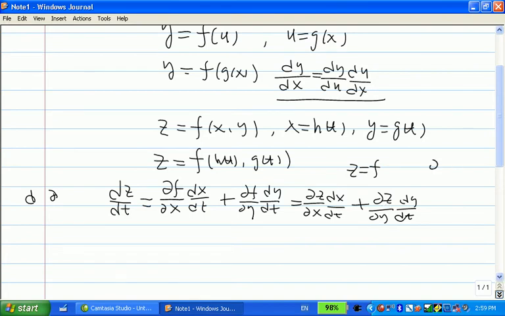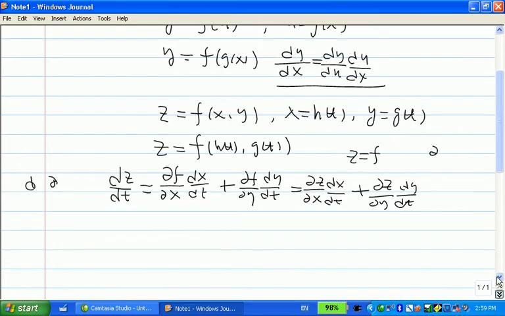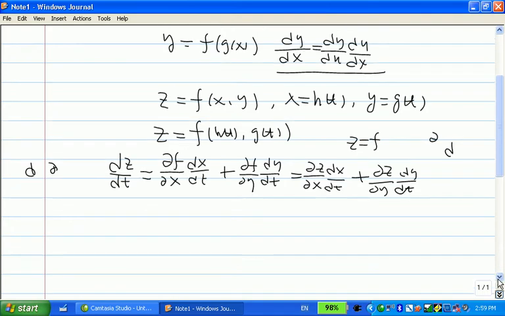Once we use a partial, that means the function depends on more than one variable. Using d means the function depends on one variable. Let me give you an example to show you this formula makes sense.